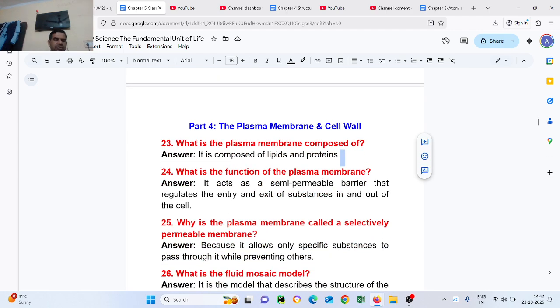Question number 24. What is the function of the plasma membrane? It acts as a semi-permeable barrier that regulates the entry and exit of substances in and out of the cell.